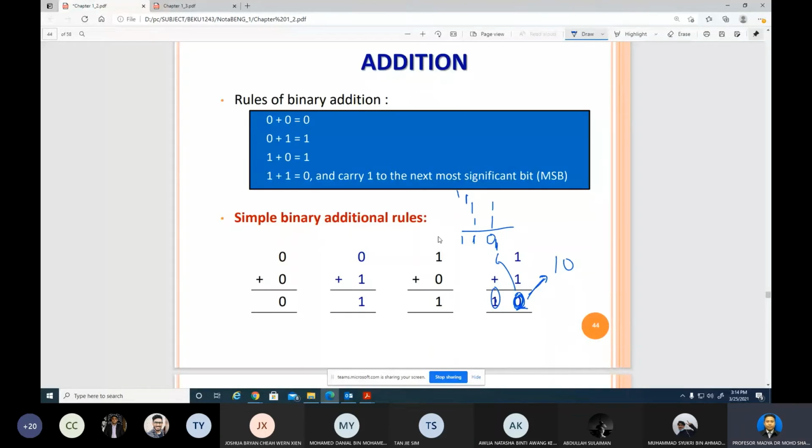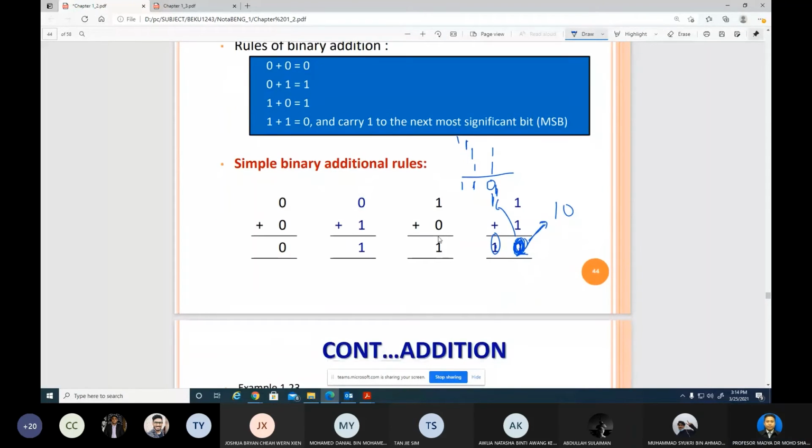1 plus 1 will be 0, but carry 1 here. Similar to decimal, where 1 plus 1 will be 2, but when we convert 2 into binary, it will be 1, 0. So 1, 0 means 0 will be here, and then carry the 1. That is for addition.